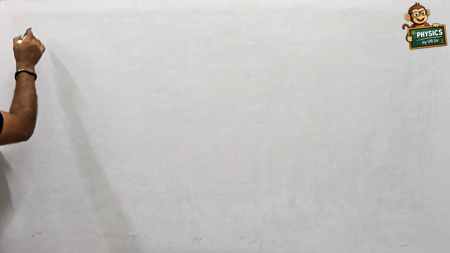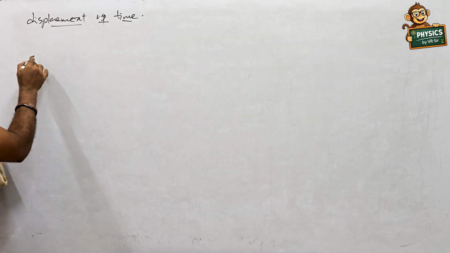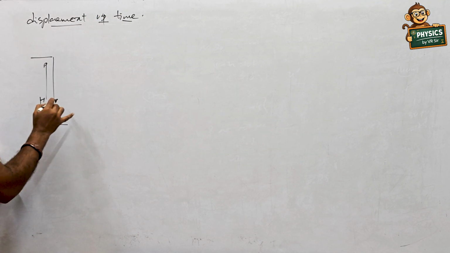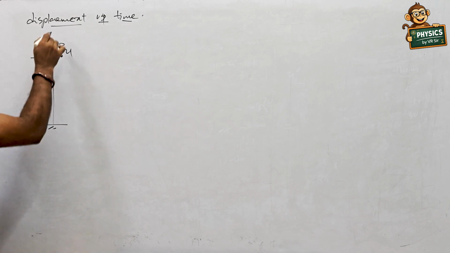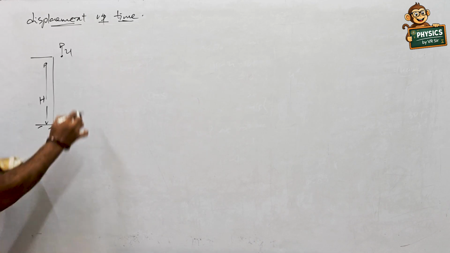Okay. Our next point is we want to analyze displacement versus time for the object thrown up from some height of the building. Now it is thrown up from some height h. We want to know what is the displacement with respect to time. Also, what is the formula we should use?